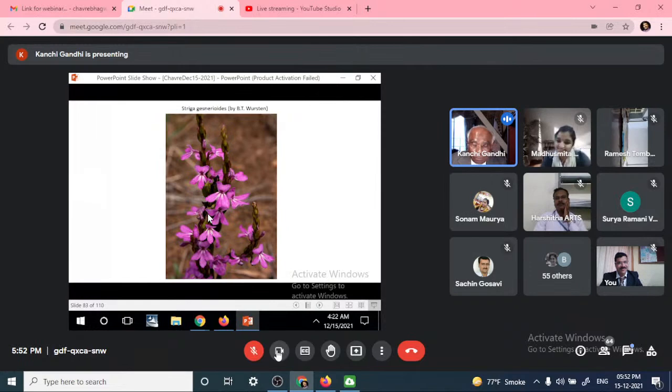So I asked my fellow student who was exceedingly good. His name was Satya Narayana Acha. I asked him, what is the name of the plant? He said, the name of the plant is Striga. Which family? He said, Orobanchaceae. All right. I have a decent memory. I remember Striga, Orobanchaceae.